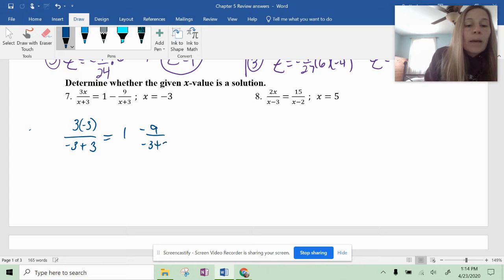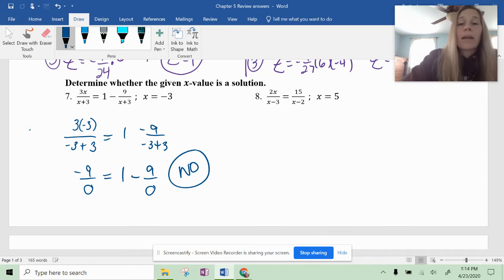And what's going to happen is you're going to end up with these undefined fractions here. And so, of course, no, -3 is not a solution. It would be considered extraneous.